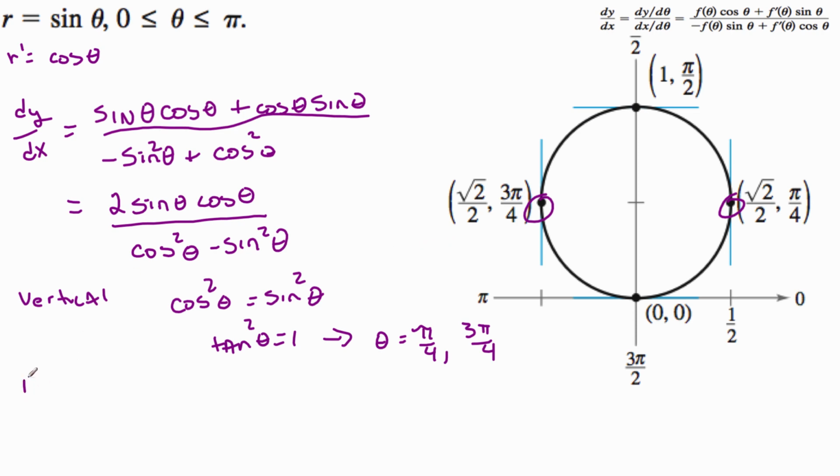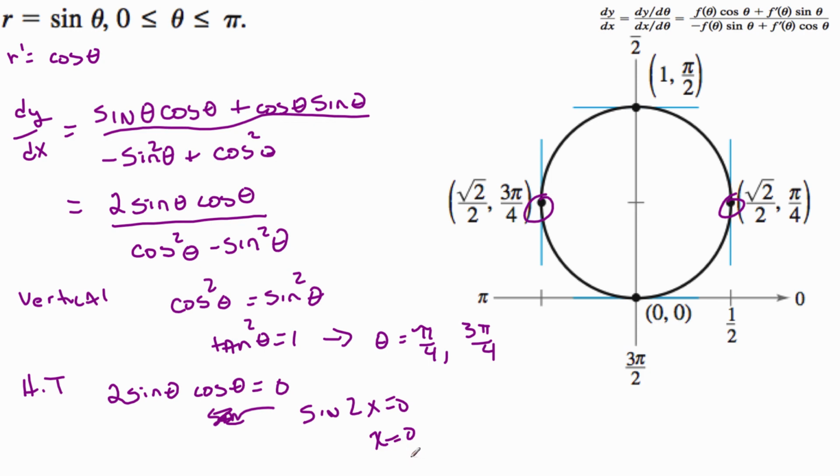Where are we going to have a horizontal tangent? Well, where is 2 sine theta cosine theta equal to 0? But that's just sine of 2 theta. Now, where is sine of 2 theta equal to 0? Well, when theta is 0 and when 2 theta is pi, so at pi over 2. So I have horizontal tangents at 0 and pi over 2.